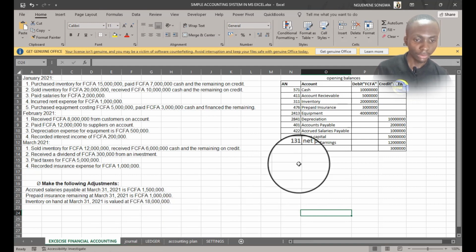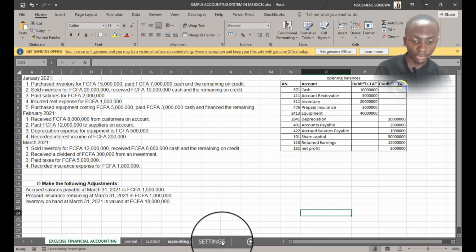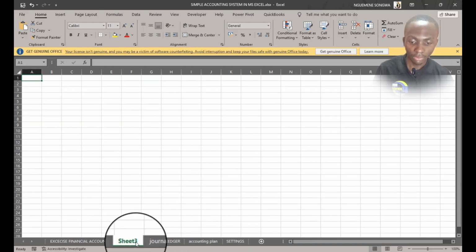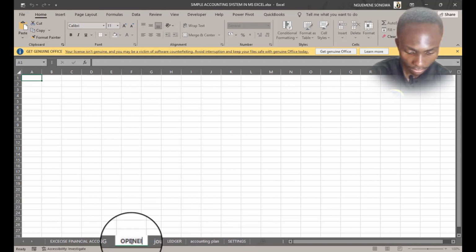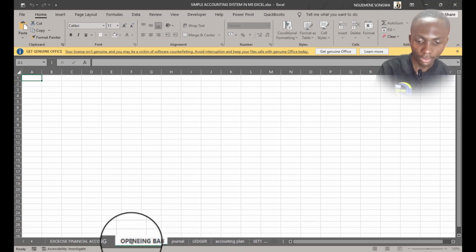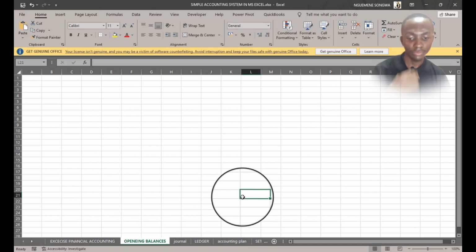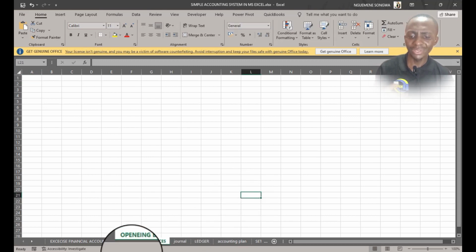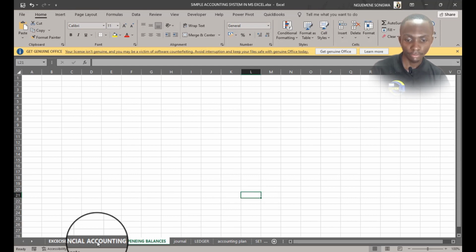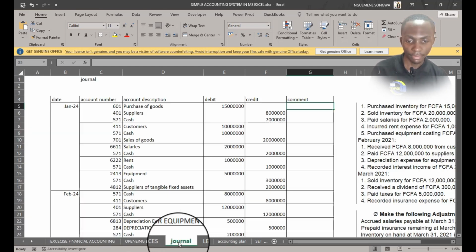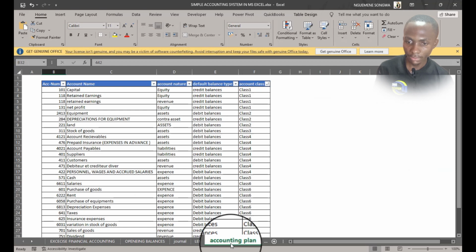So in your own case, you could create a new worksheet, for example, and call it opening balances, and from here you can make a table which will have the opening balance of every account. Let me go through this. We have already our accounting plan.